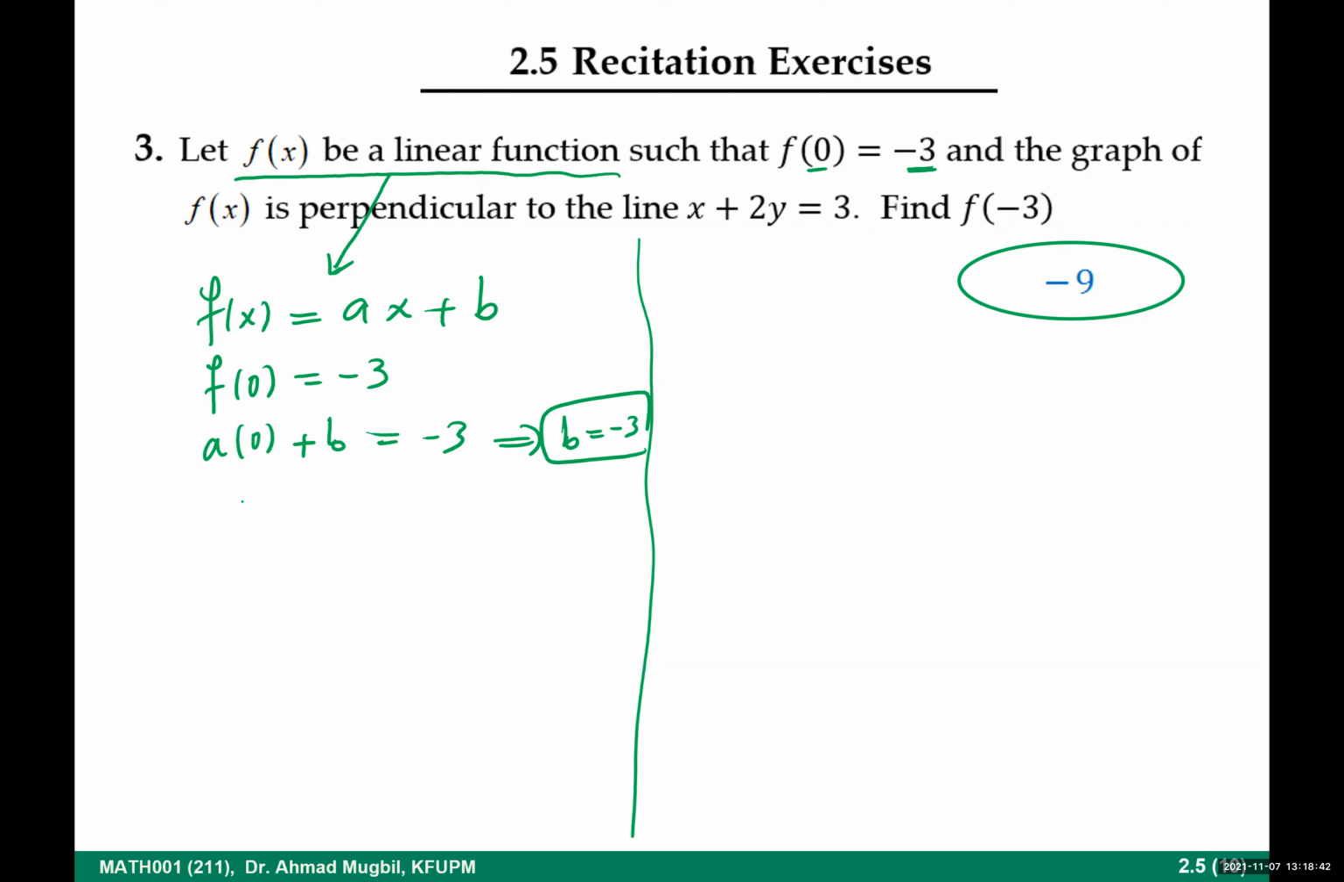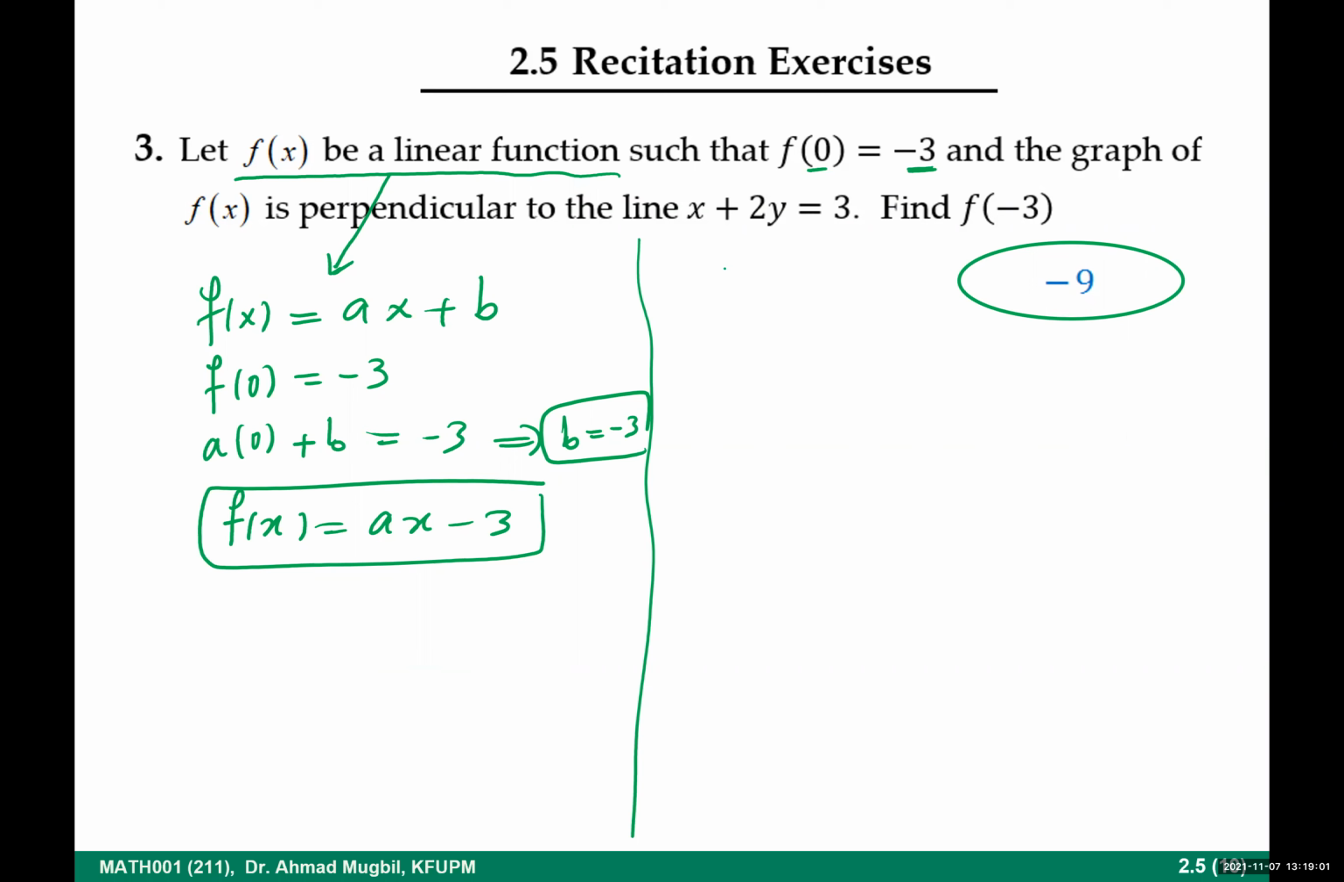So let's update now our function. Our function now is ax minus 3. So this is the updated version now. Now we need to find what? A. The graph of the function is perpendicular to this line. What is the slope of this line?